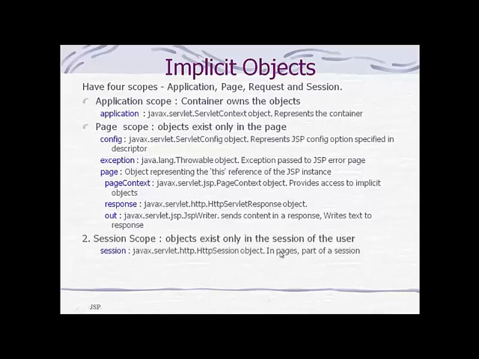Session scope exists only in the session of the user. So if the name is session, it is of type HttpSession. Request scope: objects exist only in the request, which is the HttpServletRequest object request. We already used it. Fine. So how many do we have here? 6 and 3, 9. Easy to remember. Application scope, session scope, request scope. Remaining all are in page scope.